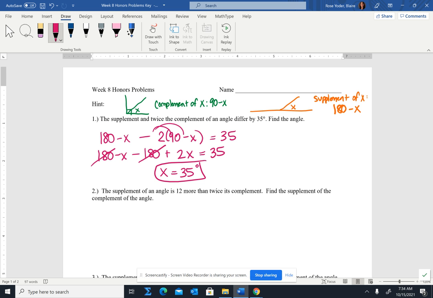Let's check and make sure that that actually works though. So it says the supplement. So let's find the supplement of 35. It's 145. And then twice the complement. So let's find the complement, which is 55. So twice the complement is 110. So the supplement and twice the complement. Do those differ by 35? They do. So it looks like we got it right.